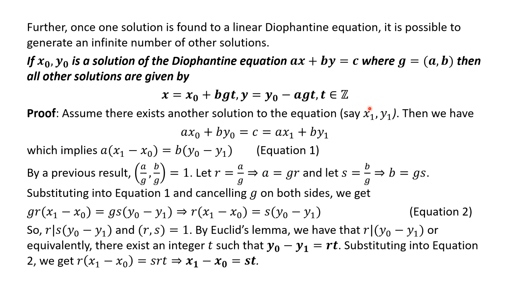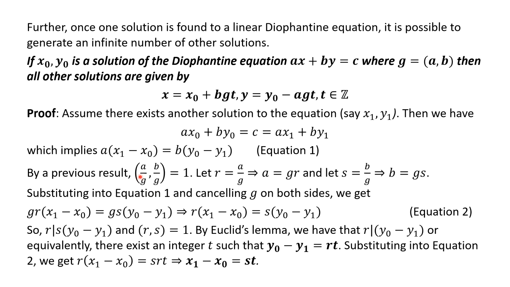Assume we have another solution, x1, y1. Then both our original solution and our hypothetical other solution equal c. So we can set these two equal to each other. And then I just brought the x's to one side and factored out the a, and the y terms to the other side and factored out the b. So this is our equation 1.